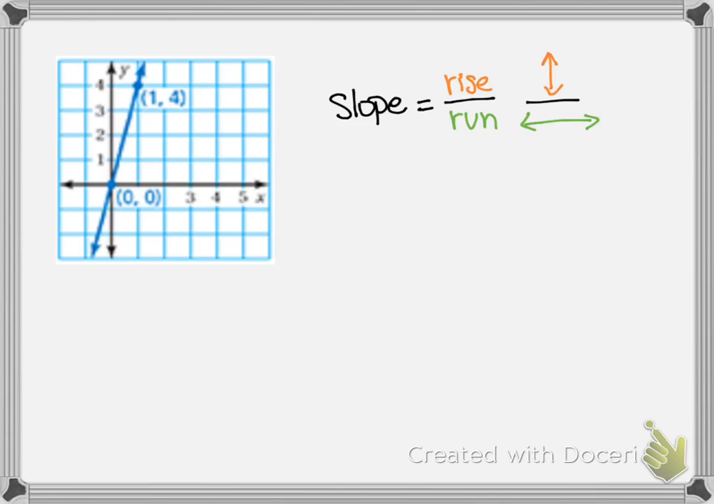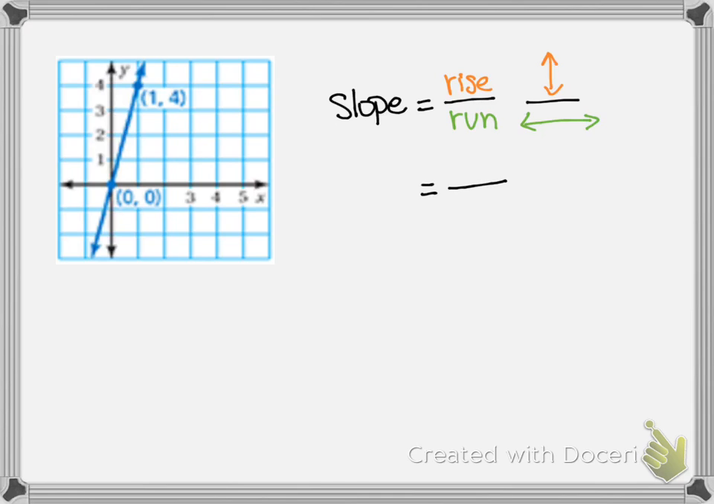The first thing that I'm going to do is count the distance traveled up and down to get from one point to the other. This will give me my rise number. Before I do that, I'm going to get set up. I know that my slope is going to have a fraction. My rise number is going to go on top. So I have that all ready for me.